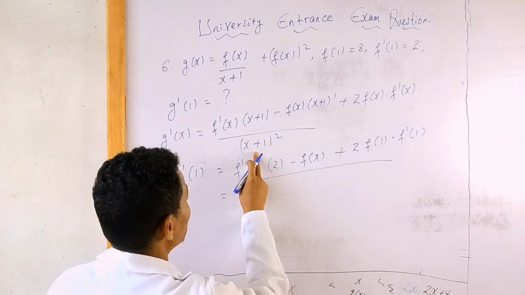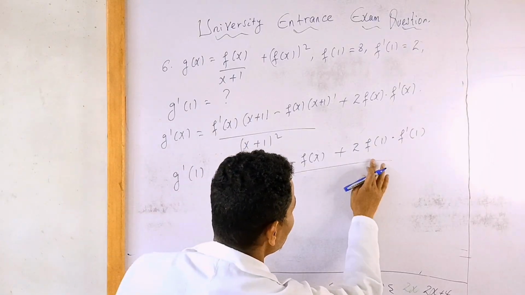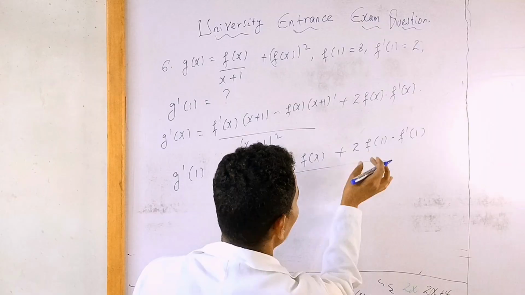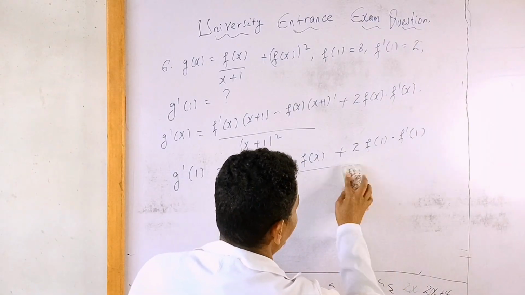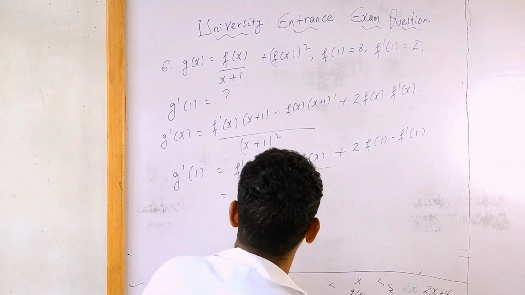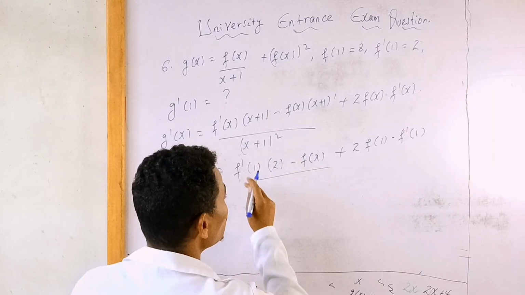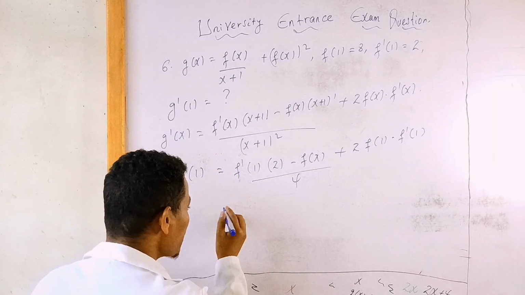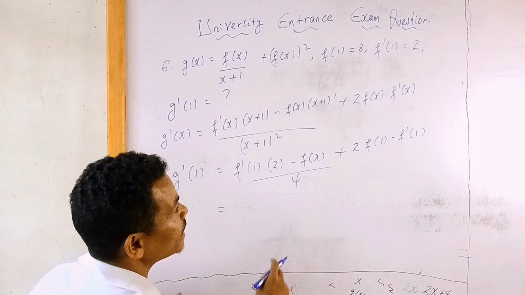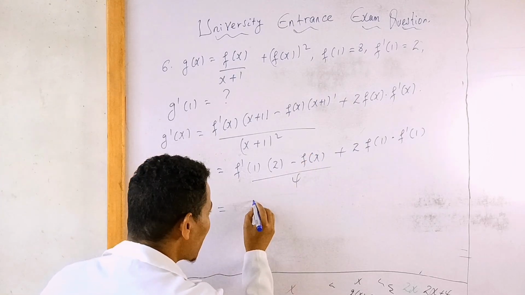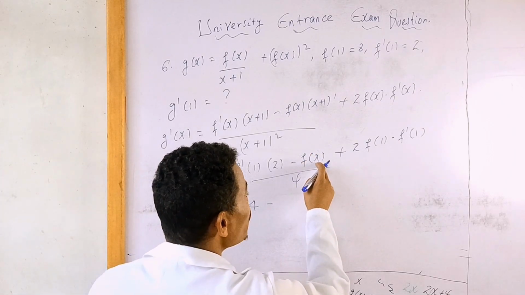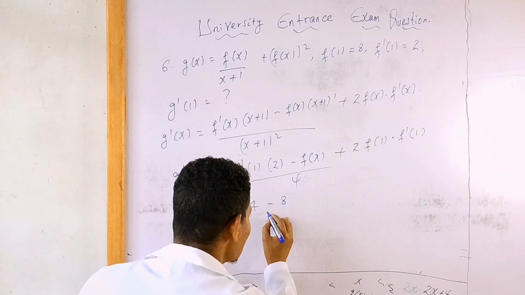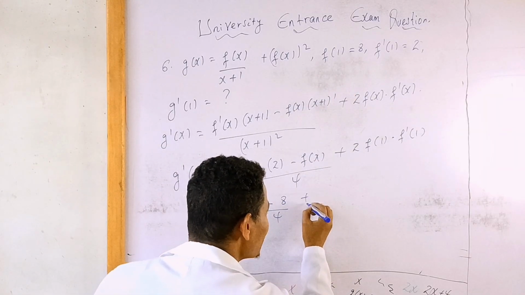Over x plus 1 the whole square, that is only for this part, over x plus 1 the whole square, that is 1 plus 1 is 2, squared is 4. So this is the same with f derivative at 1, which is 2; 2 times 2 is 4, minus f of 1, which is 8, divided by 4.